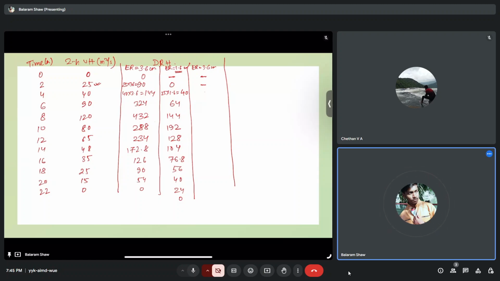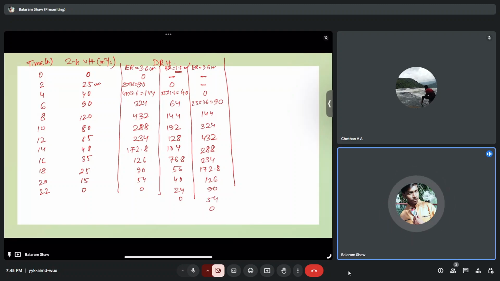This will be 0, 25 again into 3.6, it will be 90 and so on. So 90, 144 and 324, 432, 288, 234 and 172.8, 126, 90, 54 and 0.